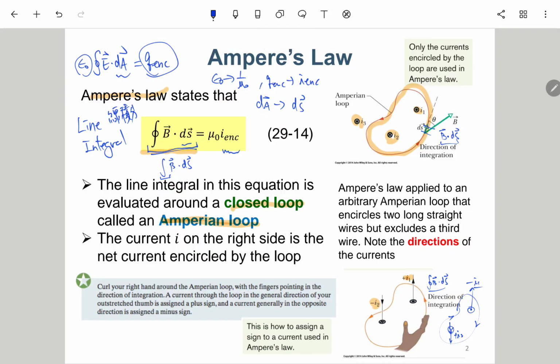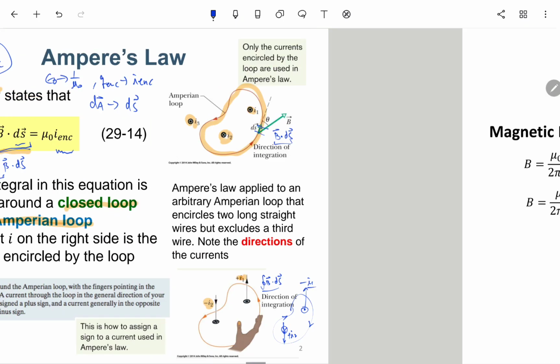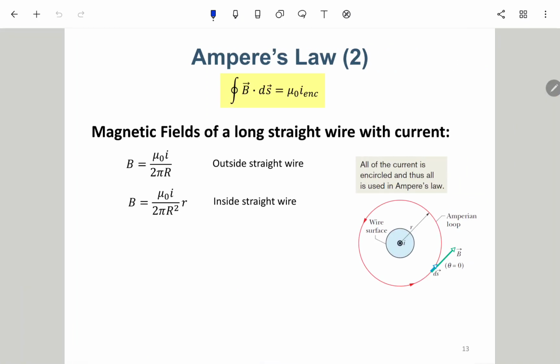So if you understand Gauss's law, this should be relatively easy to understand. Okay, so here we have something like this. We can use Ampere's law to find the B field of a long straight wire with current, which is what we have done previously.